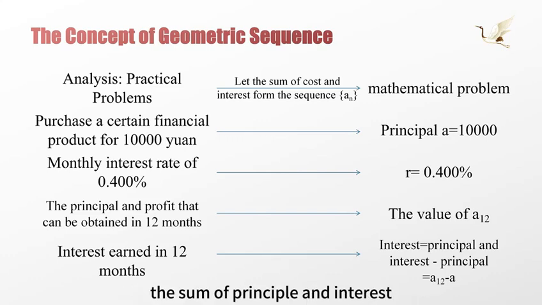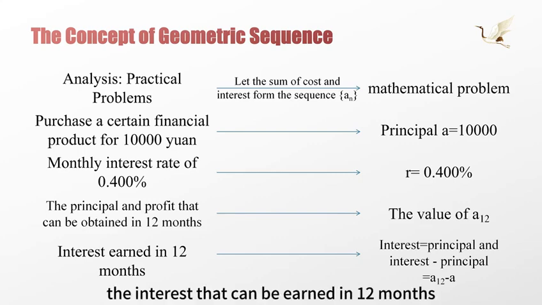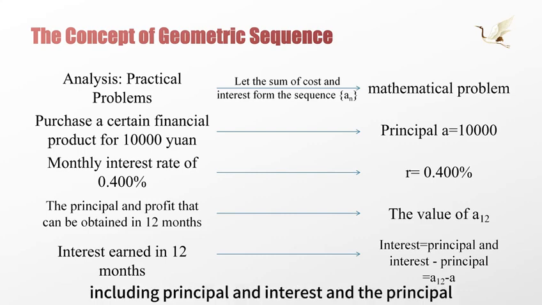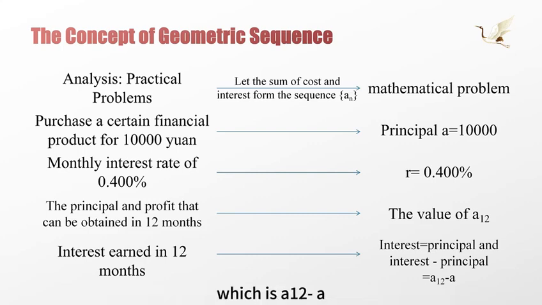The sum of principal and interest that can be obtained in 12 months is the value of the 12th term a_12 of our geometric sequence. For the interest that can be earned in 12 months, we know that interest equals the difference between the total amount including principal and interest and the principal, which is a_12 minus a. This completes the solution process for the first question.